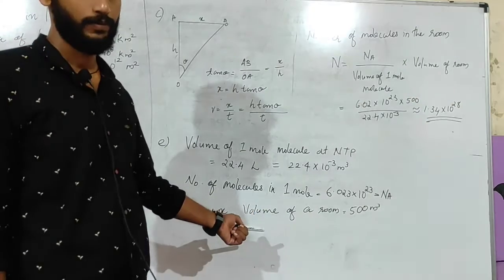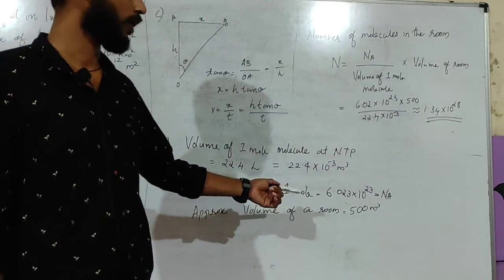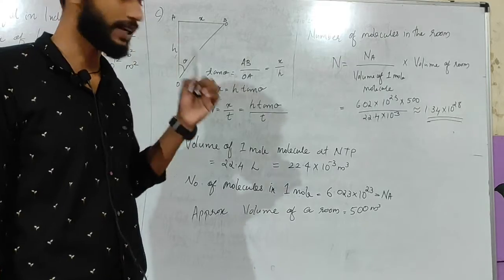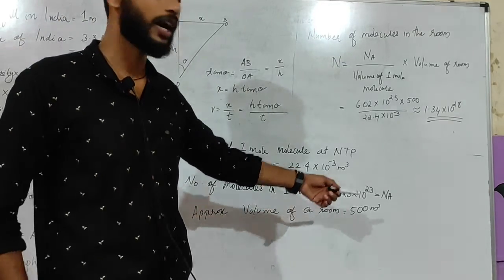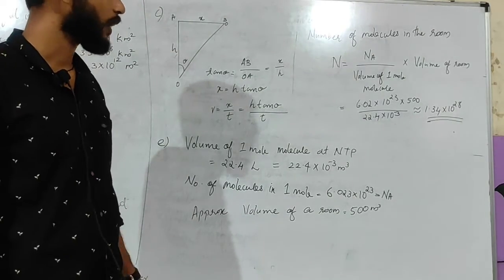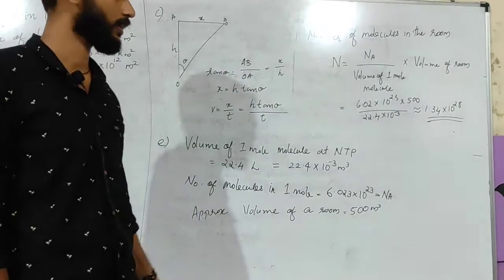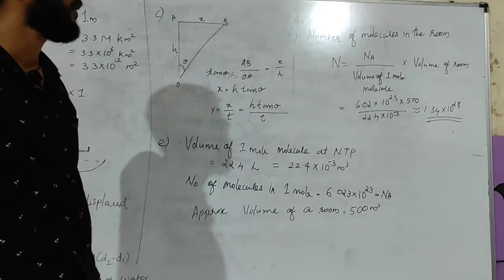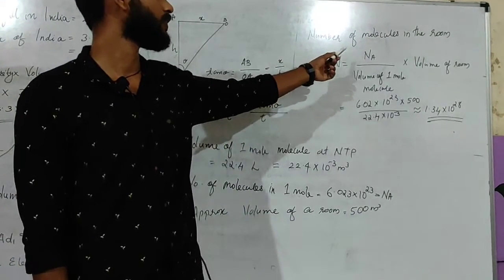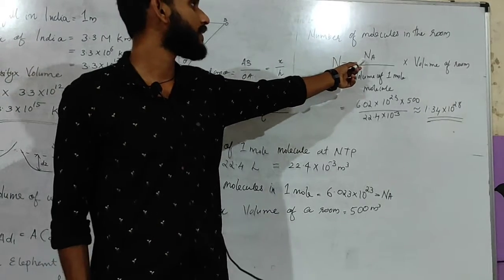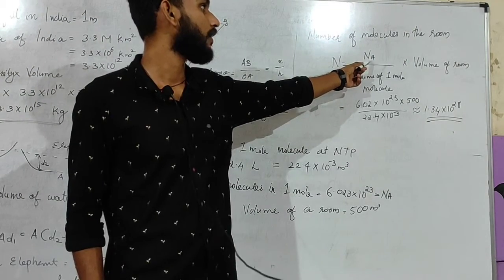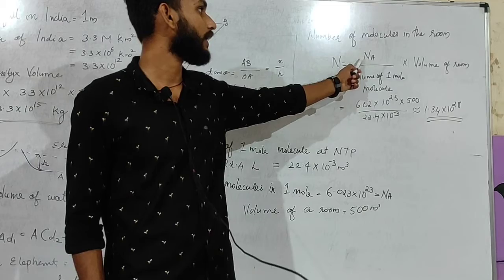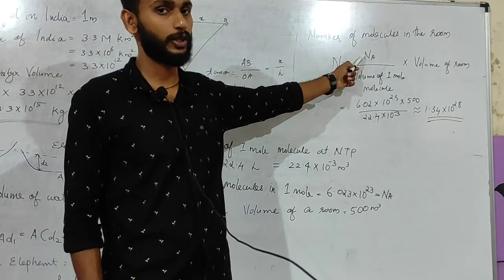Take the approximate volume of a room of width and length 10 meters and height of 5 meter. Then the approximate volume of the room will be equal to 500 meter cube. You have to find out the number of molecules in the room. For that, first of all, the number of molecules in the room is N. In the volume of 1 mole, Na is the number of molecules. Are you getting or not?